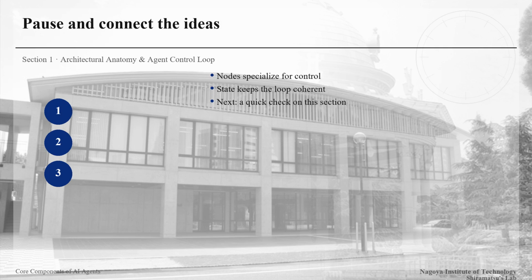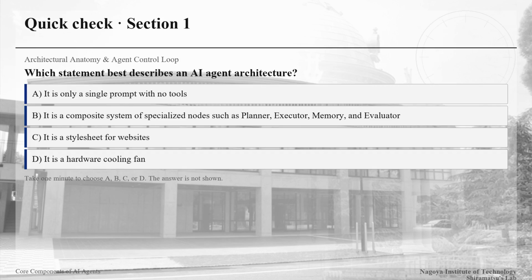Pause here. Nodes specialize for control, and state keeps the loop coherent. Now the quick check. Quick check after Section 1. Which statement best describes an AI agent architecture? Choose A, B, C, or D. Take 1 minute to think, then choose A, B, C, or D. The correct answer is not shown.